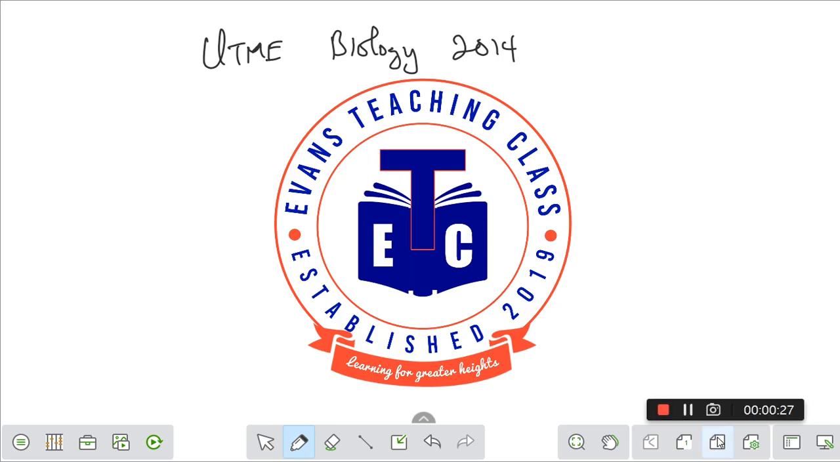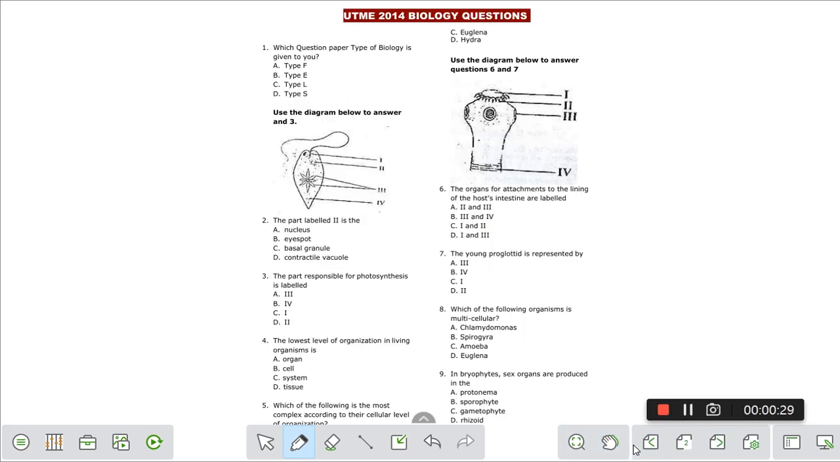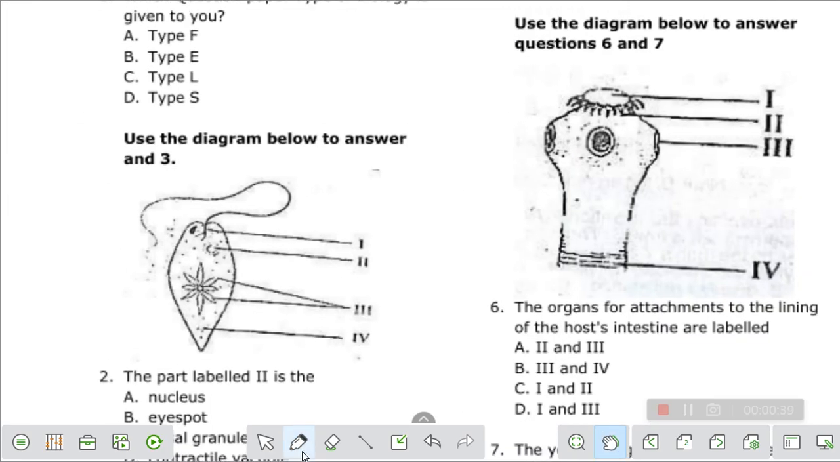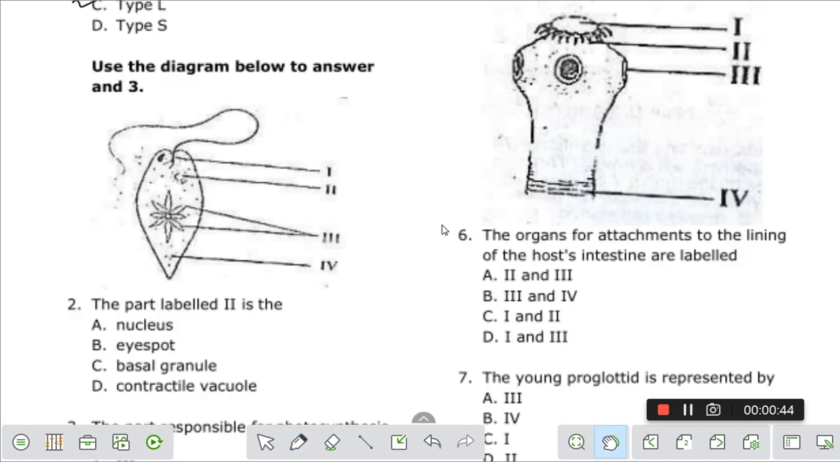So let's start. The first question here is the paper type. All these ones are not really relevant. The paper type that year was actually type L, so that will be the answer for the first one. That is option C. They don't ask questions like that in the normal UTME. That was when we used PPT.